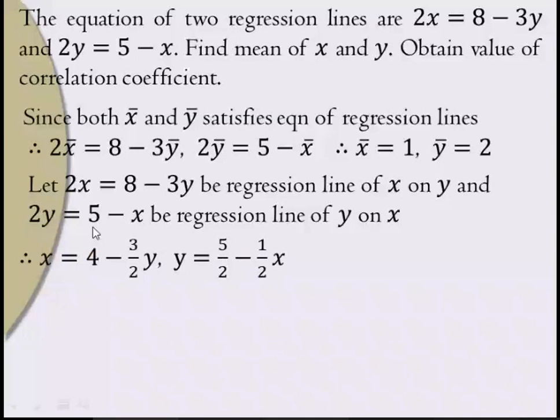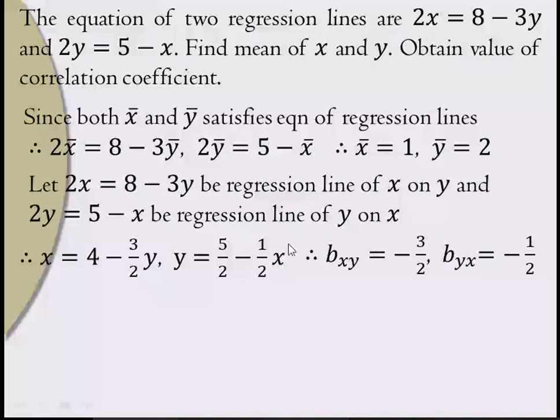So what happened? The equation becomes x equal to, dividing the whole equation by 2, 8 by 2 minus 3 by 2 y, and here also dividing by 2, y will be 5 by 2 minus 1 by 2 into x. When the coefficient of x is 1, the coefficient of y gives us the regression coefficient. This coefficient of y will be bxy, and when the coefficient of y is 1, the coefficient of x will be byx. So here bxy, the coefficient of y, is minus 3 by 2, and byx, the coefficient of x, is minus half.